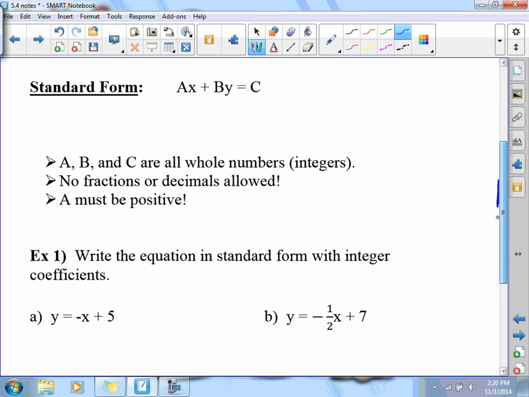So standard form is ax plus by equals c. And we've talked about that before. We have to remember that a and b and c are just all numbers. They have to be whole numbers though, no fractions, no decimals, and a has to be positive. That's just one special characteristic of the standard form. Whatever term is in front, that lead coefficient, they call it, has to be positive.